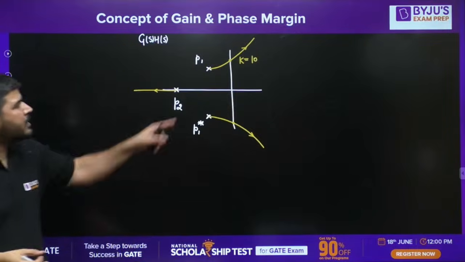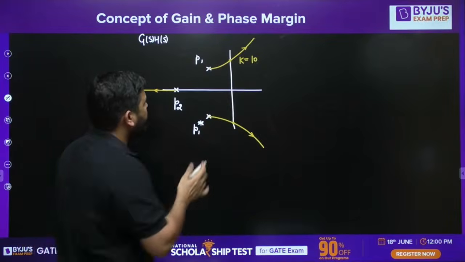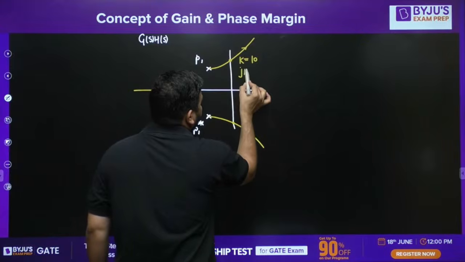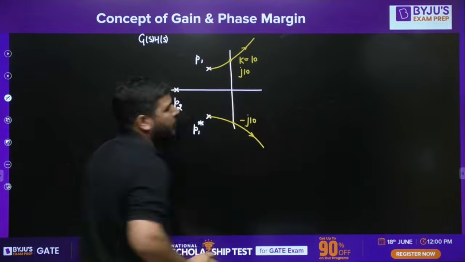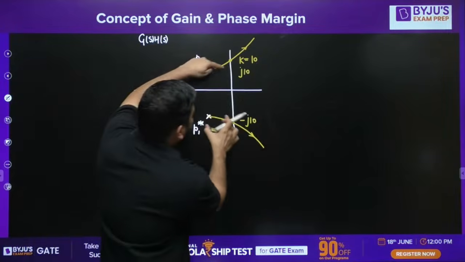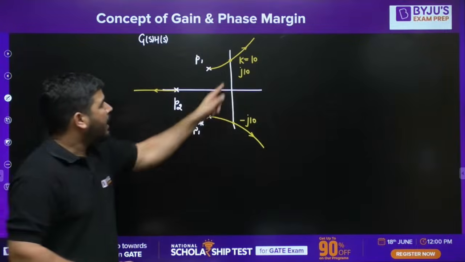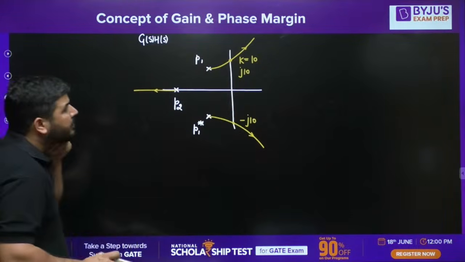At this point, K value is given as 10: for K equal to 10, the system is marginally stable. It is mentioned to you. And this is the point which is written as j10, let's say. At this point, the location of the pole is j10. For K equal to 10, these 2 poles will lie at these 2 points, j10 and minus j10. It is mentioned in the question.